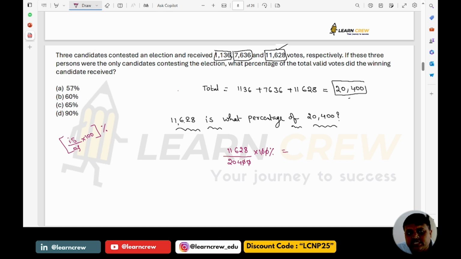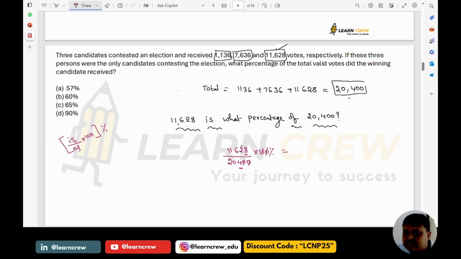Now look at the options: C, 57, 60, 65, 90. The last digit in the denominator is 4, and in the numerator it is 8. When you have last digit 4, with which if you multiply you will get 8 in the last, either the last digit has to be 2 or 7. 4 into 2 is 8 or 4 into 7 is 28.